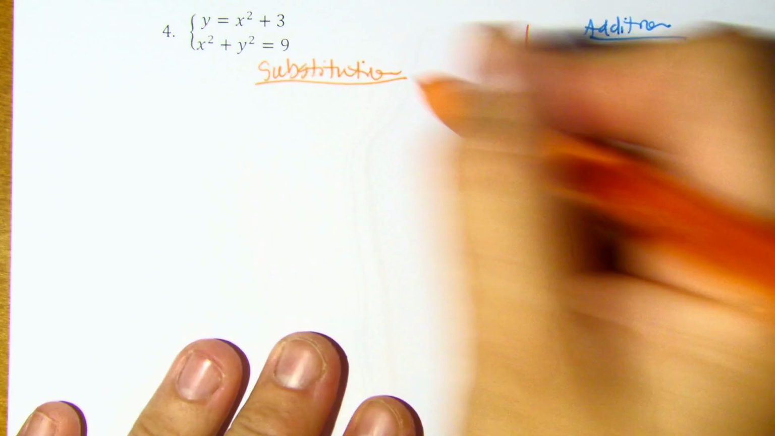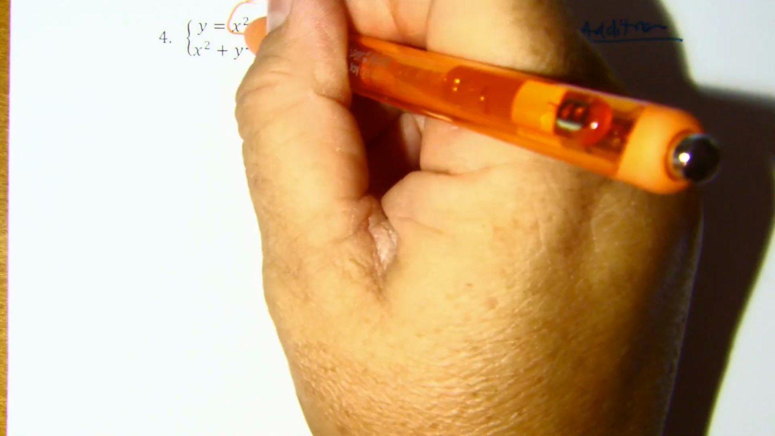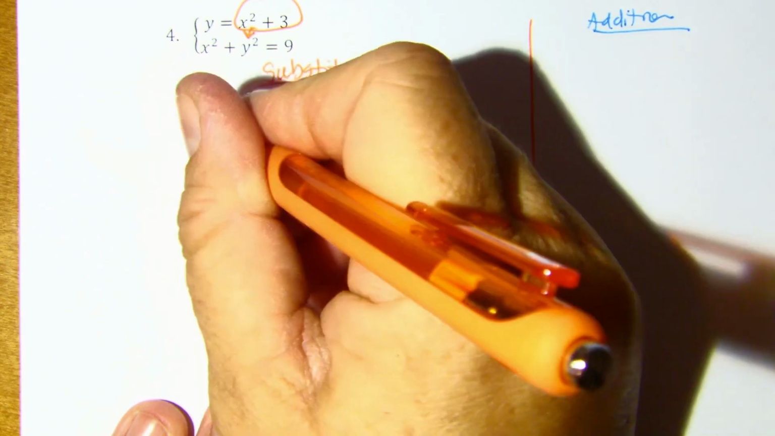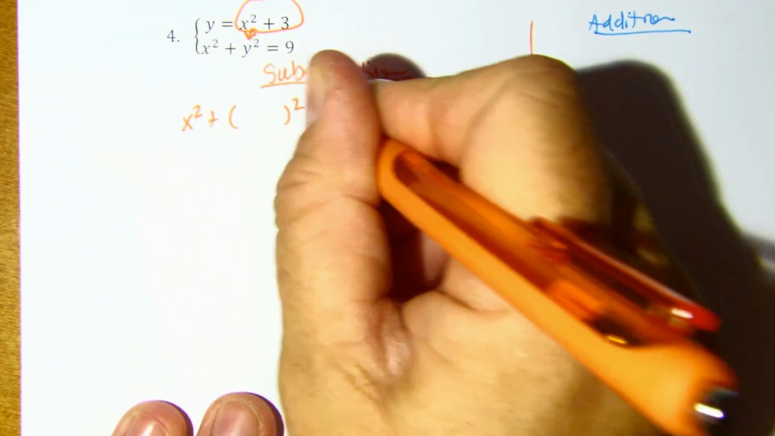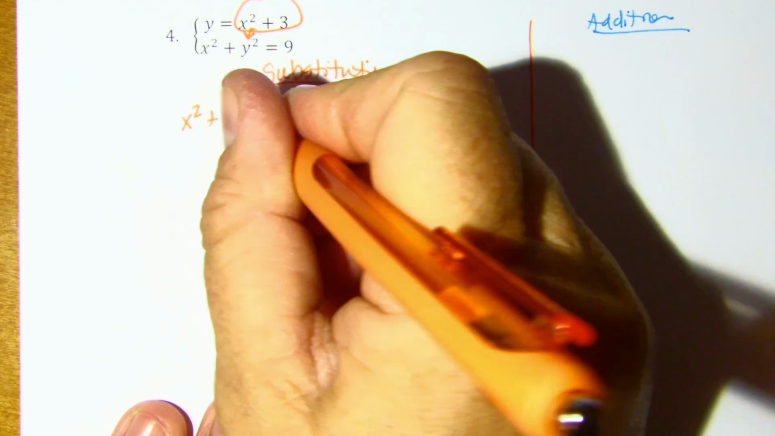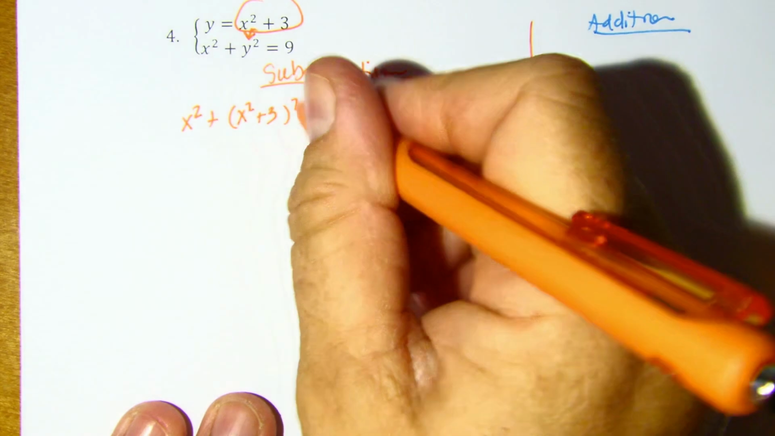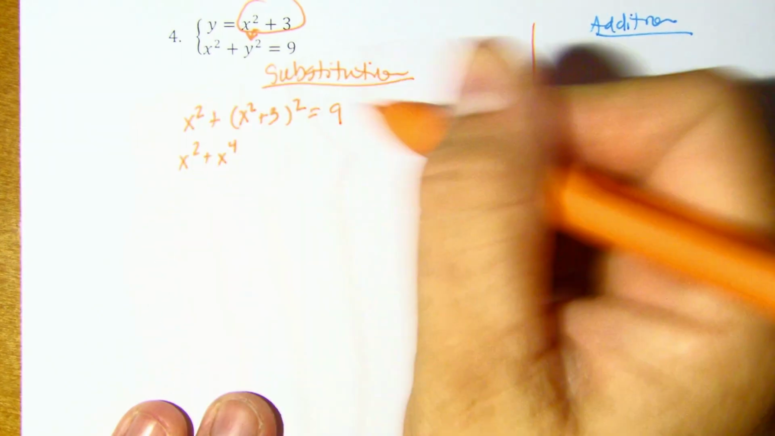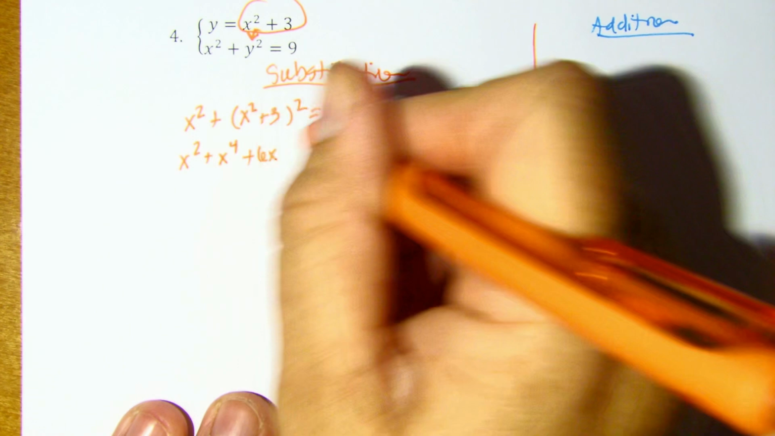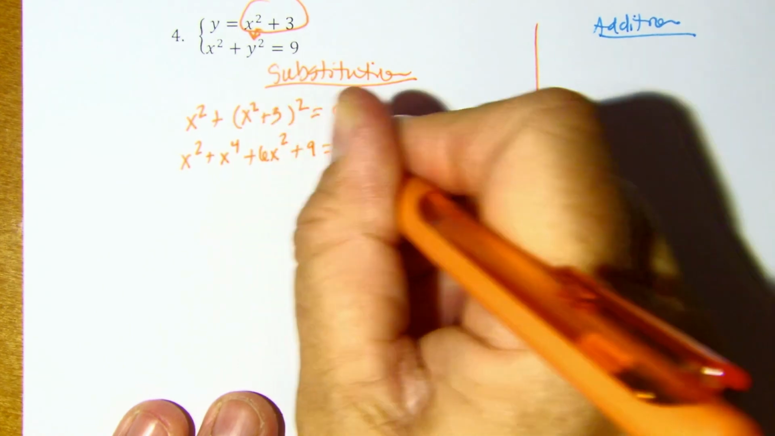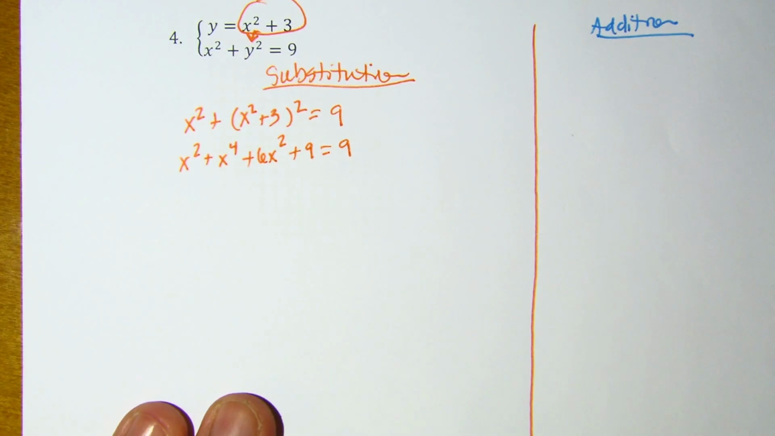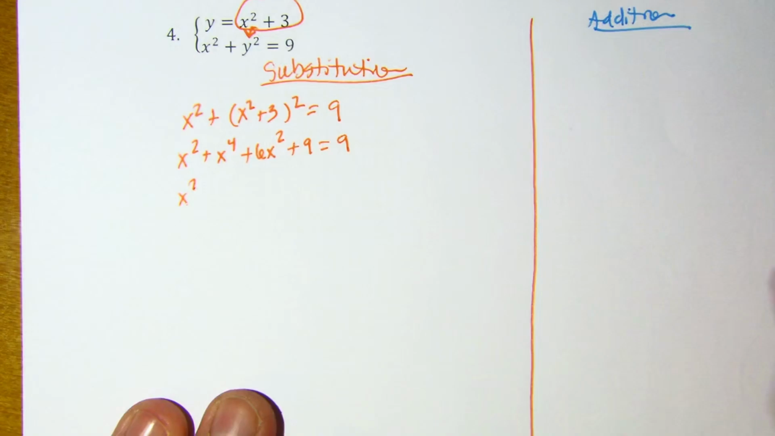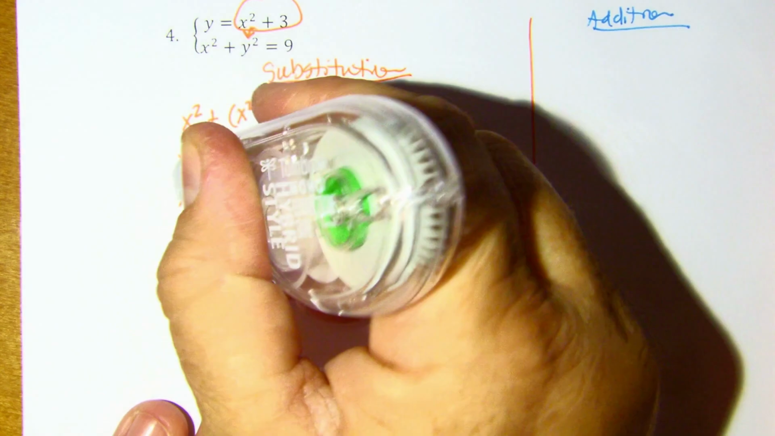So using substitution, I'm going to go ahead and substitute that in for y. So x squared plus y squared equals 9. And I'm plugging in x squared plus 3. And when I square that using the box method, I have x to the 4th power plus 6x squared plus 9 equals 9. And then let me combine like terms here.